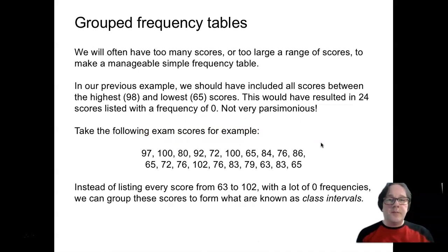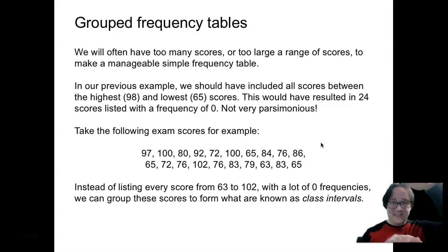Okay, sometimes we are presented with a lot of data, and we might have too many scores, or there's a huge range between scores. So if we're talking about scores that range from 0 to 100 on something, this is going to be a really big, long frequency table if you have to list out all scores from 0 to 100 on there.